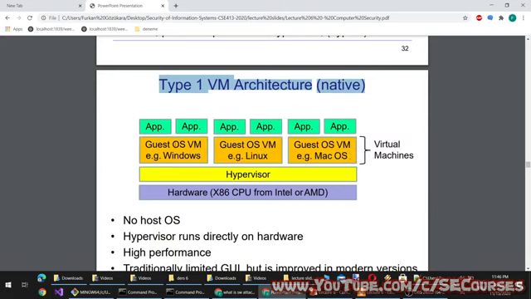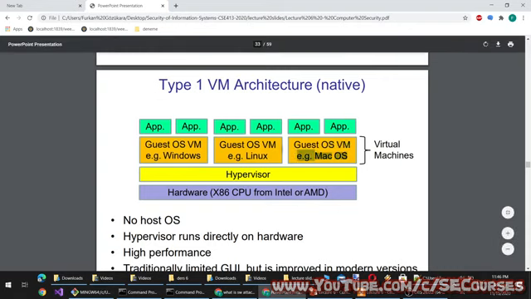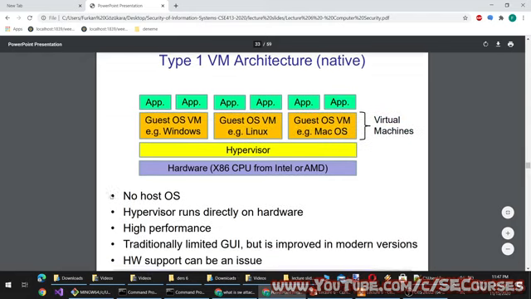Type 1 VM architecture, native. Okay, so there are applications on virtual machines, and the virtual machines are separated like this. Guest operating system, VM, e.g. macOS. So you can run 3 virtual machines at the same time. One of them can run Windows, one of them can run Linux, one of them can run macOS, and whatever you want. There is a hypervisor, which is under these virtual machines, and there is hardware. So basically, hardware is the lowest level, hypervisor is the upper level, and there are virtual machines, and above them there are applications.